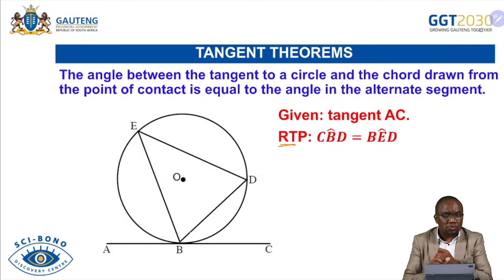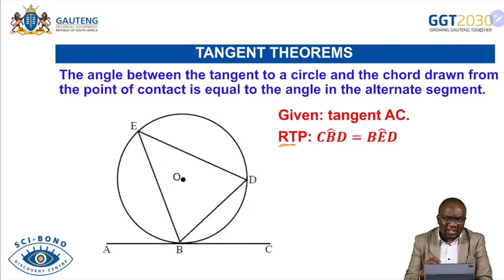Right, this is the first one. We're proving for the acute angle. Angle CBD is an acute angle. Angle BED is an acute angle. So what you do, construction. That's the first thing you do. Remember that. Construction. What do you construct?